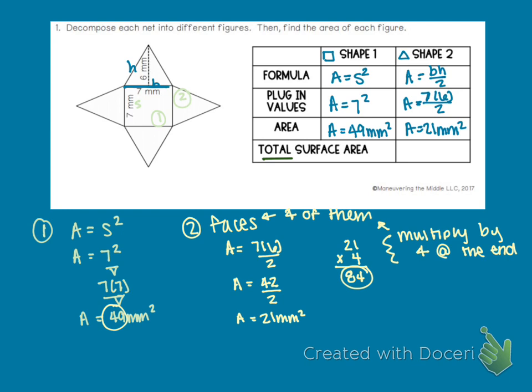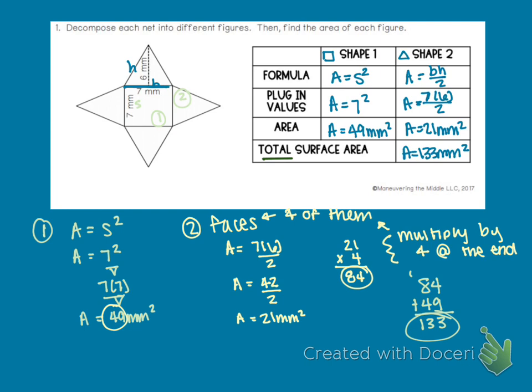Okay, and then lastly, we're going to take 84 for the 4 faces, plus 49 for the base. 9 plus 4 is 13. 8 plus 4 is 12, plus 1 is 13. Okay, so our total surface area here is 133 millimeters squared.